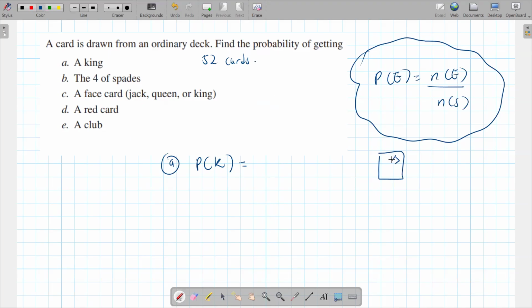You have diamonds, hearts, don't worry about the handwriting, spades, sorry, can't draw, and then you have clubs, which kind of looks like a tree. So these are the four suits, and every suit has all cards from ace to king. So you have king of diamonds, hearts, spades, clubs. So how many kings are there in a deck? There are 4. Total is 52. So there you go. That's the answer to A.